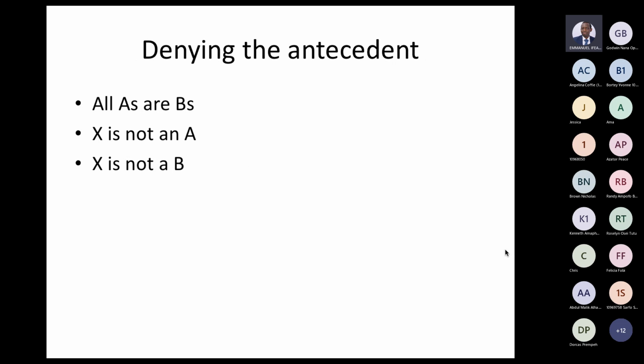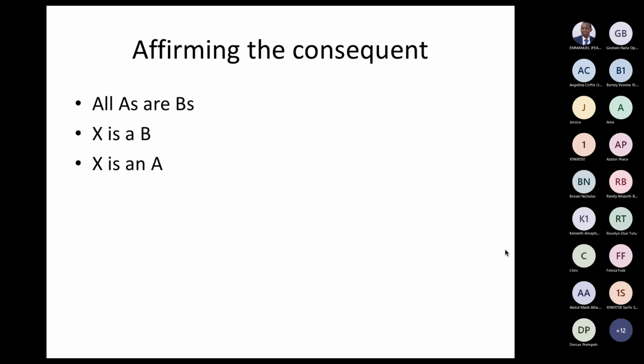Denying the antecedent, all A's are B's. X is not an A, therefore X is not a B. So because the second premise is denying the antecedent, we will say that it is an argument that denies the antecedent in order to reach its conclusion. Affirming the consequent, all A's are B's, X is a B, therefore X is an A. Now, the second premise is affirming the consequent. So because of that, we'll say that it is an argument that affirms the consequent in order to reach its conclusion.